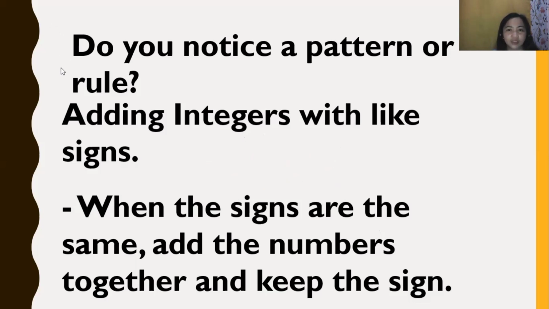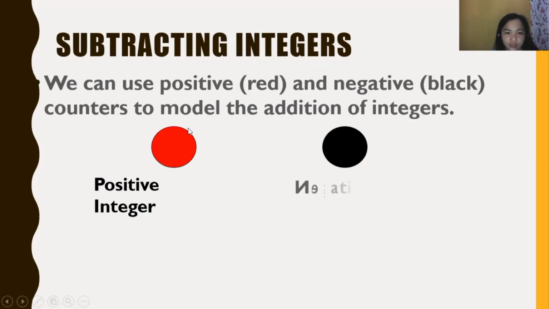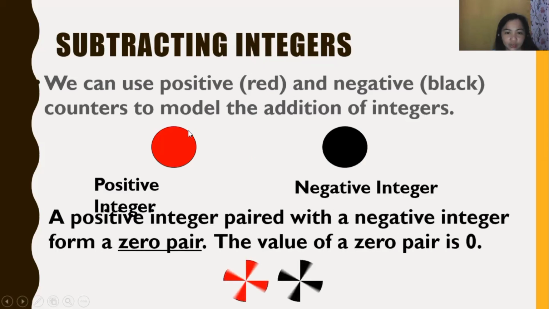Now, let's add or subtract. Let's subtract. Subtracting integers, we can use red for positive and black for negative counters to model addition or subtraction of integers. Okay, pag may nakita kayo na isang red at isang black, that means 0.